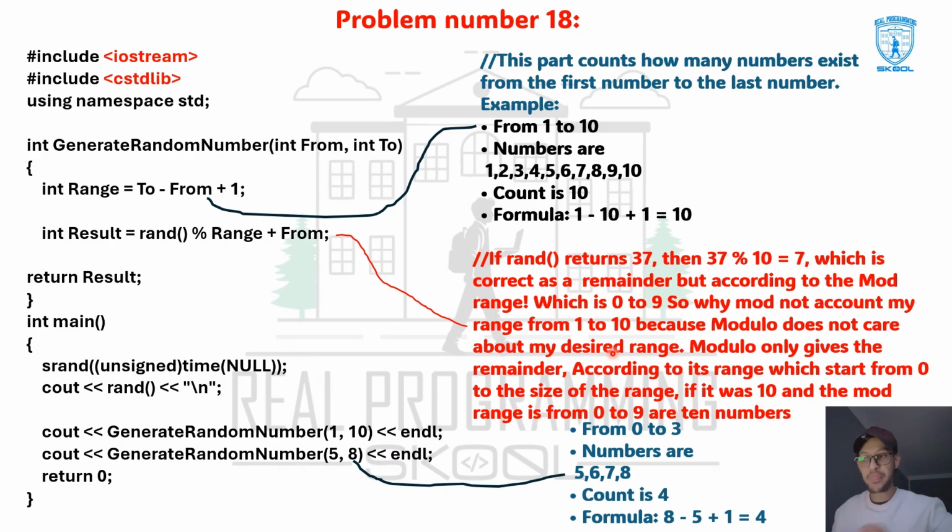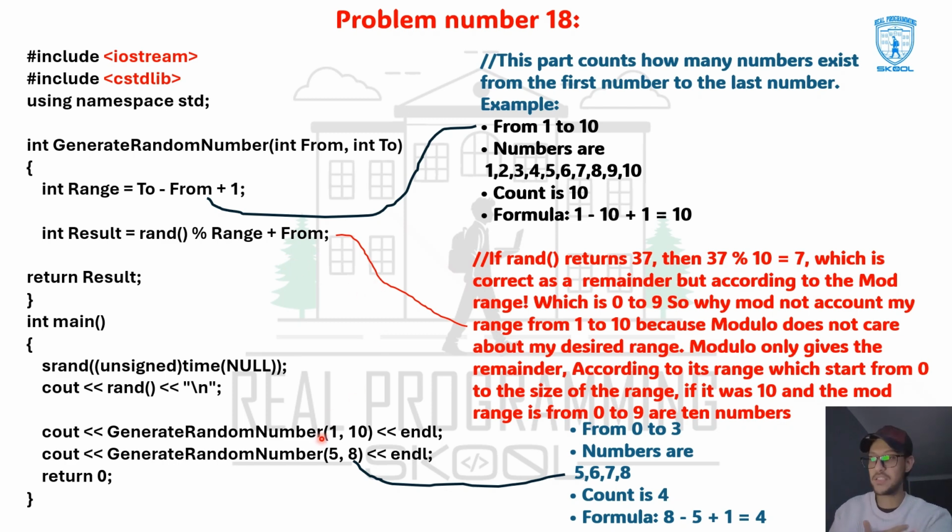So each time I do this math, rand mod range, the compiler will return a random number, and I will mod it with the number stored in the range, in our case here, 10. So 37 mod 10 equals 7. It's correct according to the range of the modulo, but according to my range, which starts from 1 to 10, it's wrong. So for that, I will shift it by using plus 1 or plus from.